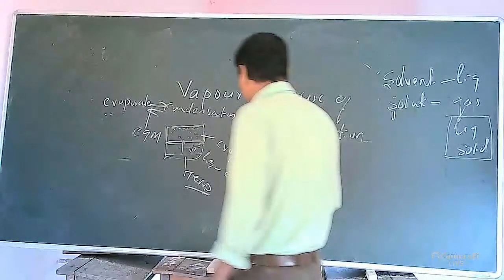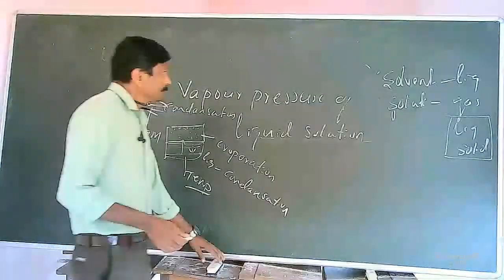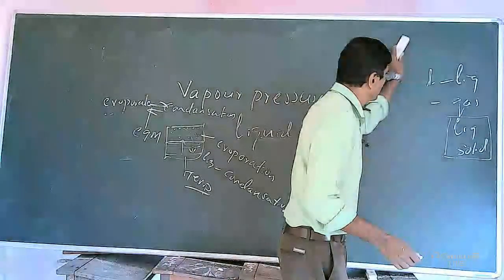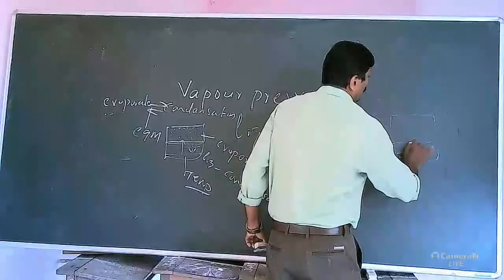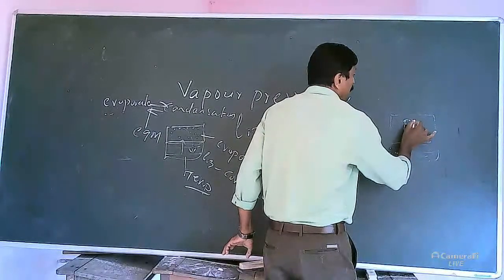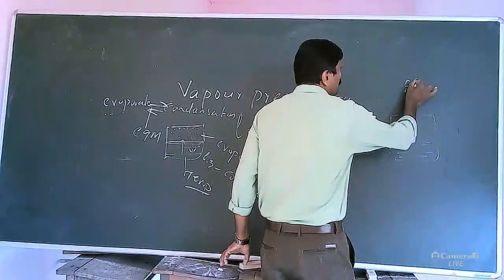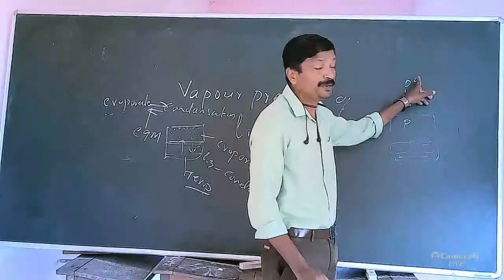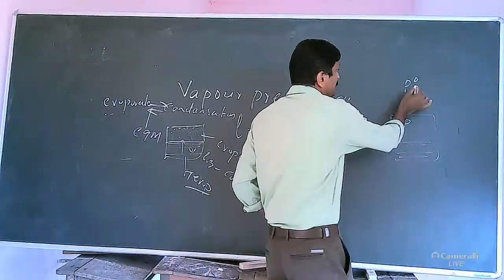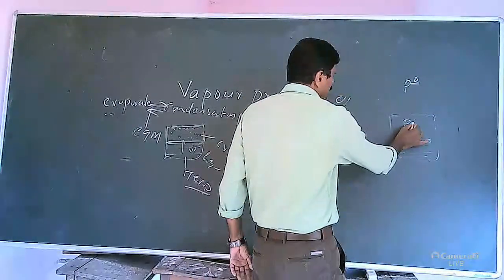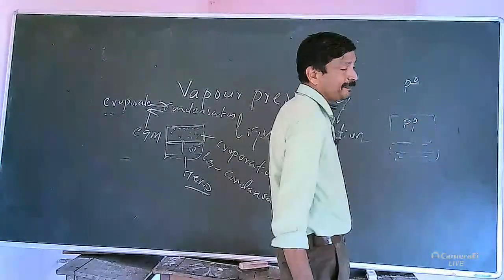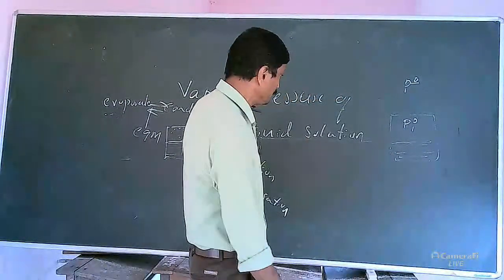Now here, what are we going to discuss? Suppose you have water. The pressure exerted by the water is called vapor pressure of the pure water. The vapor pressure of the pure water is represented by P naught. The P naught represents the pure solvent. So the vapor pressure of the water you can take as P1 naught.